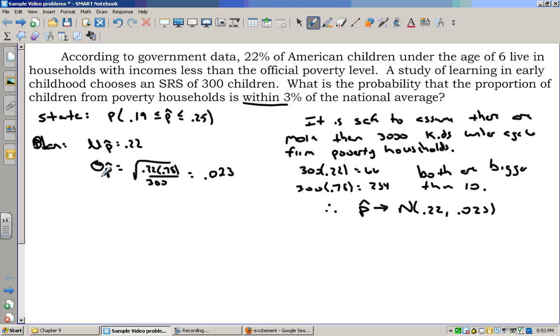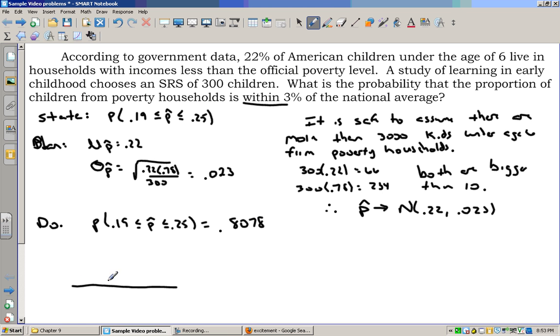Alright, so we tested our assumption, we made our plan. Next up, we can actually do the math. So we're being asked to find the probability 0.19 ≤ p hat ≤ 0.25. Plug that into your calculator. So if you do normalcdf with a minimum of 0.19 and a maximum of 0.25 and a mean of 0.22 and a standard deviation of 0.023, and you plug that in, the answer that I got, let's see if you got the same, 0.808.